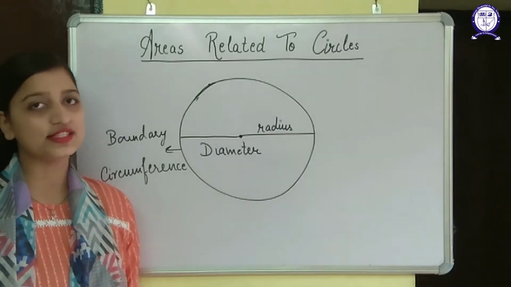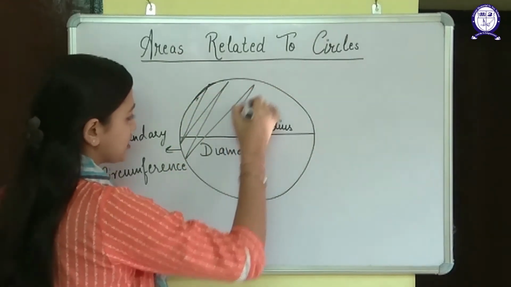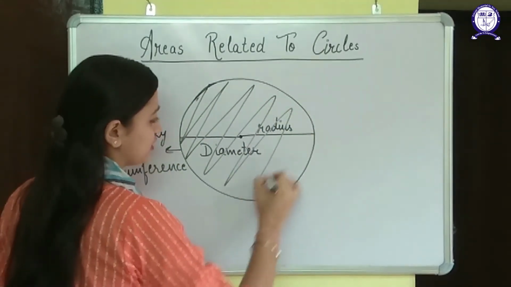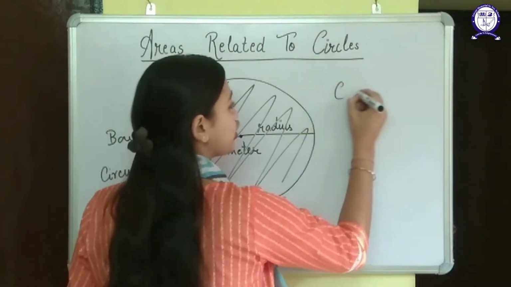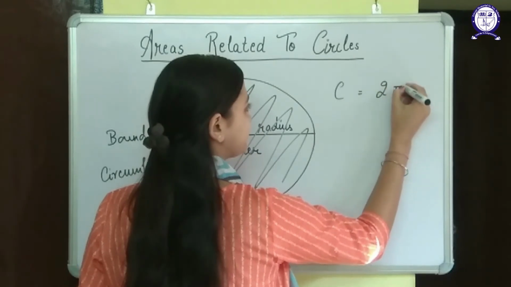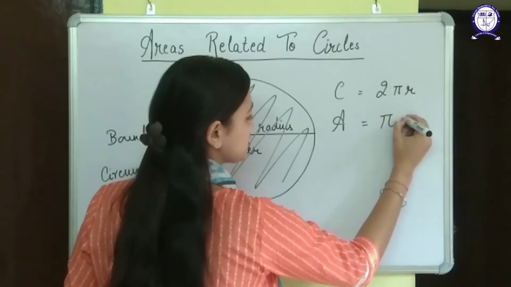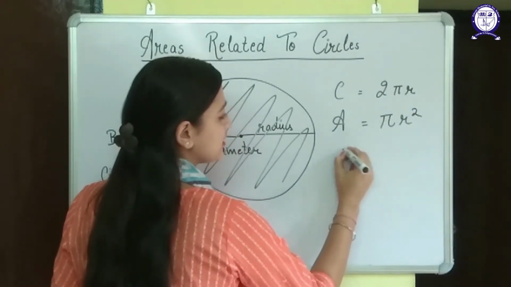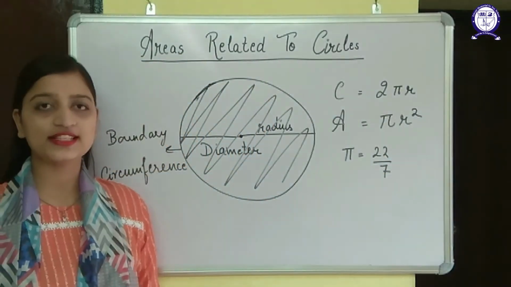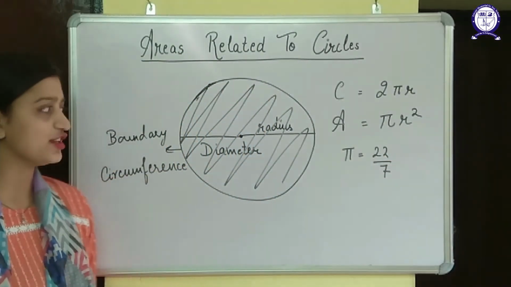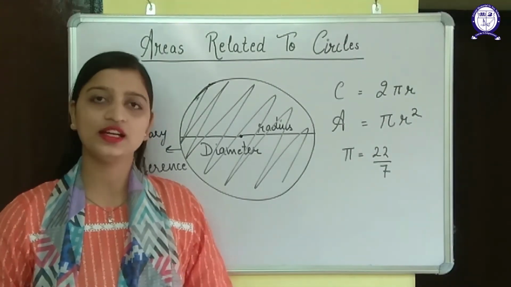Now the second term is area. Area is all the portion of the circle, all the space which is occupied by the circle. This is the area. The formula for the circumference is 2 pi r, and the area is pi r square, where pi is equal to 22 upon 7. The first exercise of this chapter is based on these two formulas only. So let's start with our exercise.